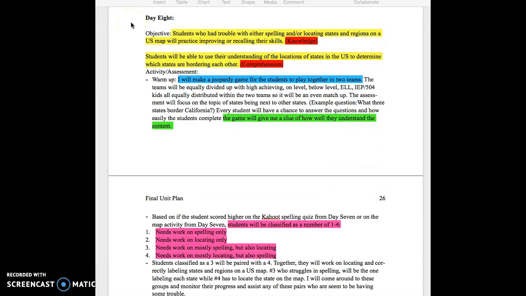Day 8 has 2 objectives. One of them talks more about spelling and locating the states, and then the other is using their understanding of the locations to determine what states border each other, whether it be in their same region or not.